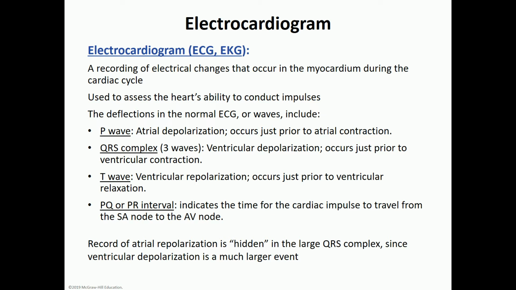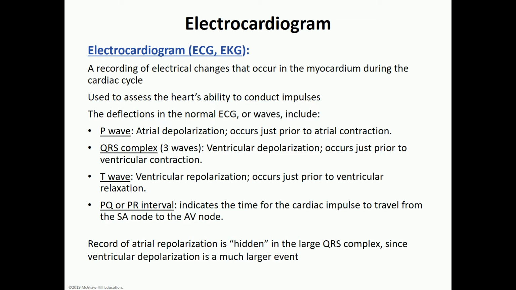The PQ or the PR interval is the time that it takes for the cardiac impulse to travel from the SA node down to the AV node. And the recording of the atrial repolarization, which is the atrial diastole, is pretty much hidden within that huge QRS complex that happens due to ventricular depolarization.